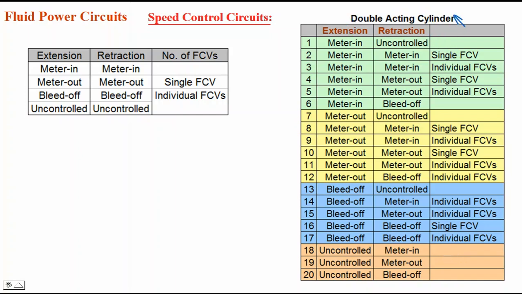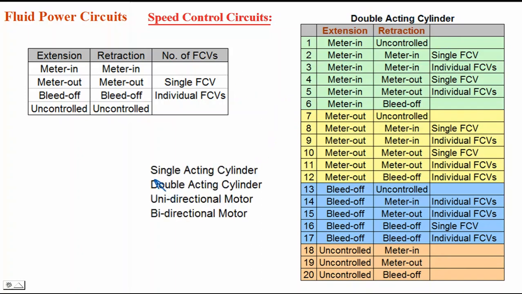double acting cylinder. They should tell about the type of cylinder or type of motor also. Simply asking the question, draw a meter in circuit, is not enough. Draw a meter in circuit for single acting cylinder, for double acting cylinder, or for unidirectional motor or bidirectional motor. A specific question should be there, then a specific answer will be there. This is only for the paper setter I am telling. If the paper setter doesn't ask a specific question, the evaluator can't evaluate the answer sheets.